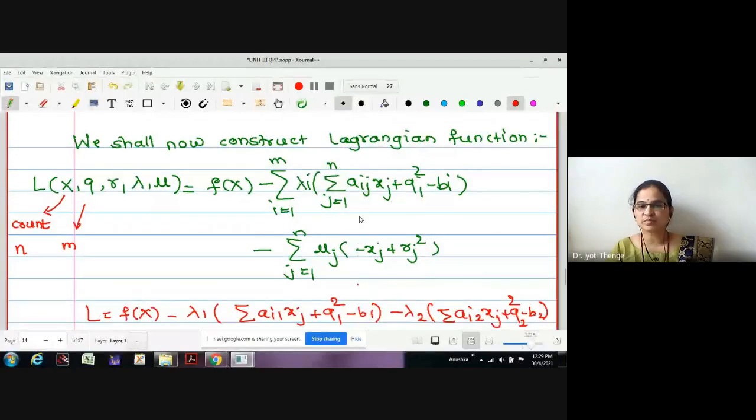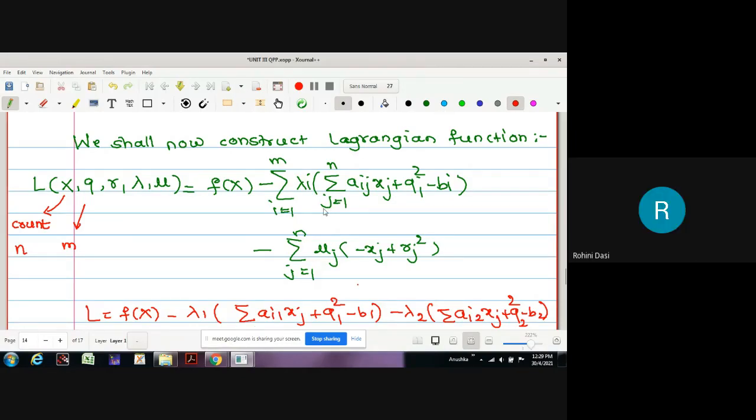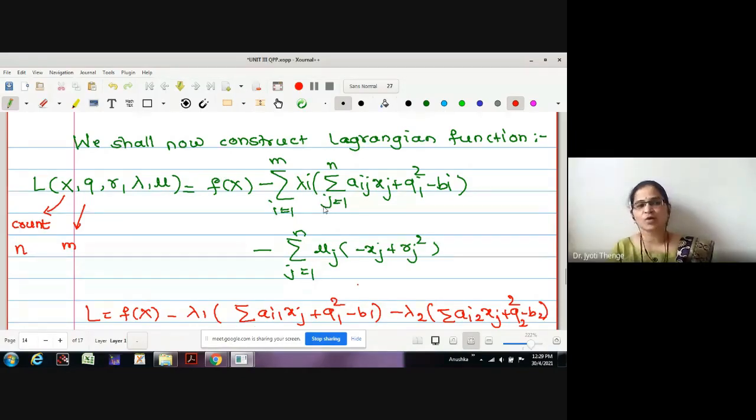Understanding the Lagrangian is very important. Unless you understand the Lagrangian, you cannot understand the next conditions. Any difficulty in the construction of the Lagrangian function? Good. Now let us discuss the count again.